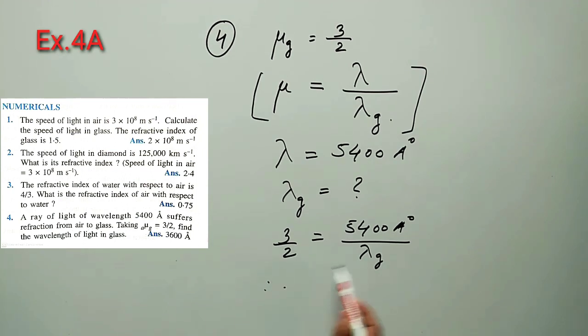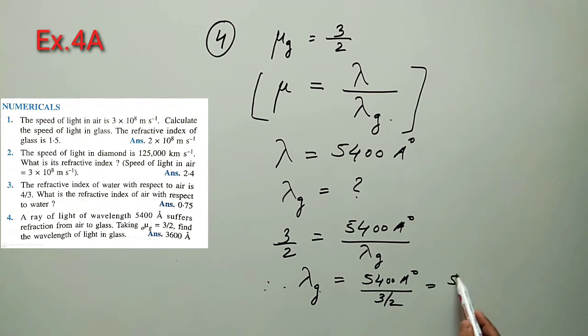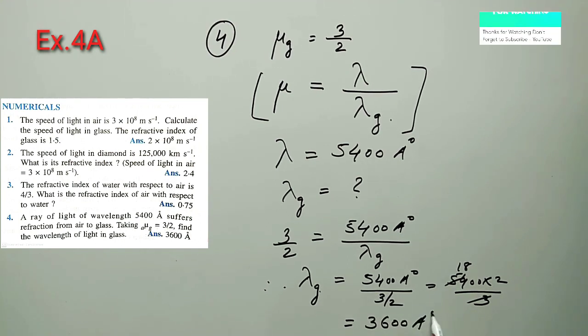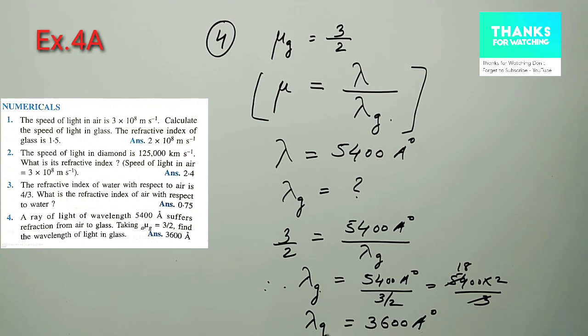Clear? Therefore we can calculate lambda g, the wavelength of light in glass, as 5400 angstrom unit divided by 3/2. So that's equal to 5400 into 2 divided by 3. So that is 1800 into 2, that's equal to 3600 angstrom unit. So this is the wavelength of light in glass. Clear? I hope the steps are clear to you.